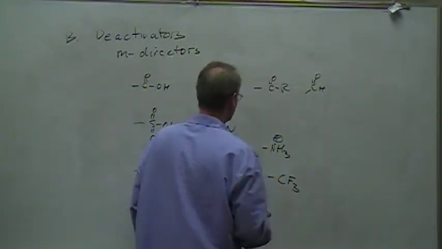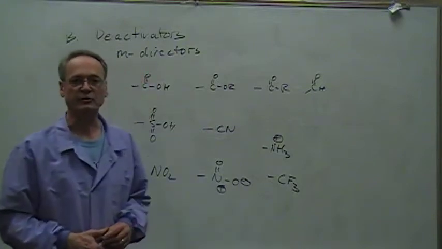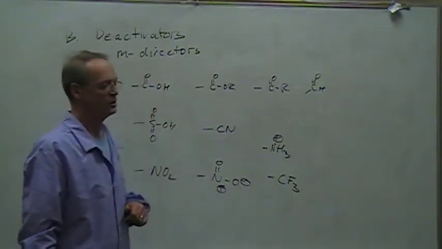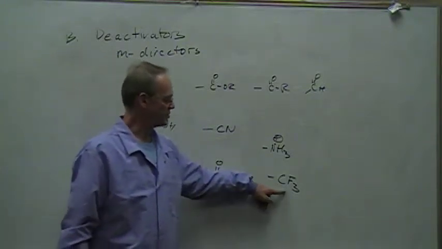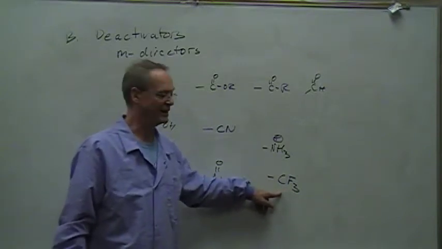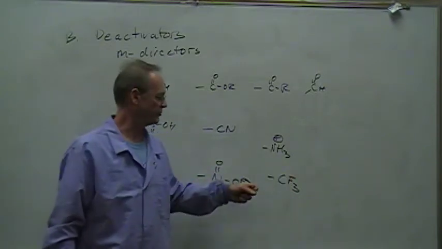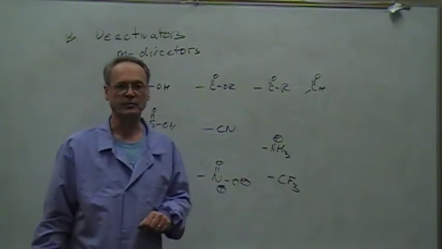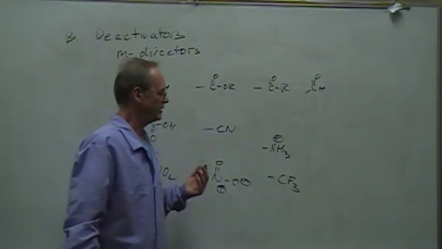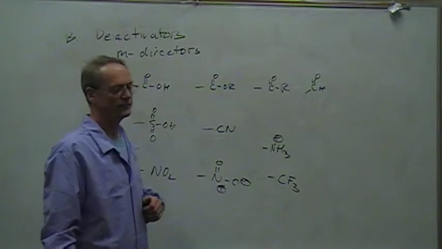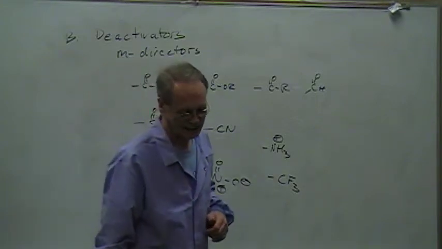CF3. Now that may seem weird because you say, well, that's an alkyl group, and we already saw that alkyl groups are ortho-para directors, but this is a trifluorocarbon, and fluorine, being very electronegative, pulls electrons away from the carbon, which then pulls electrons away from the benzene ring. So again, it's an electron withdrawing group, as are all of these, and therefore it's a meta-director and a deactivator.